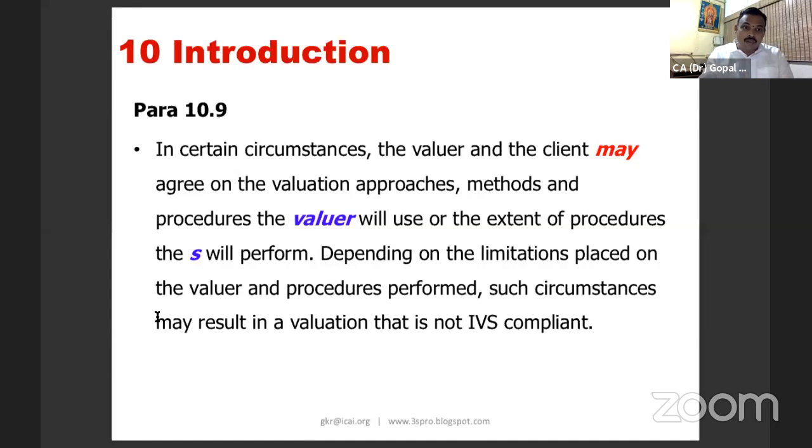So therefore, if it is an impediment on the valuer with respect to the limitations, then that valuation is not international valuation standard compliant. It is non-compliant to IVS. So this para is very, very important, a sensitive para.